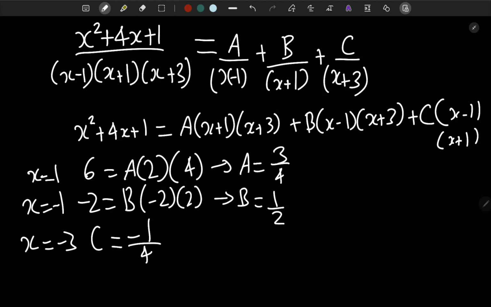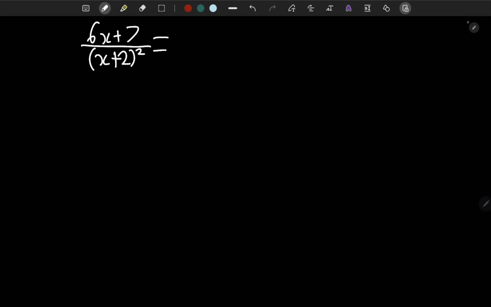So until now we have done examples with real, distinct roots. So what if we have repeated roots or imaginary roots? So that's an entirely new thing, so we will be covering that in this video also. So let's start with that now. So let's start with another example.